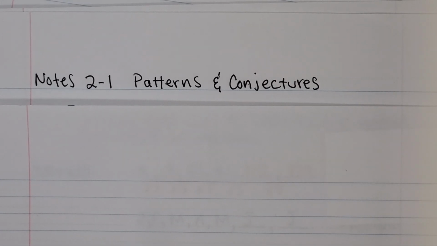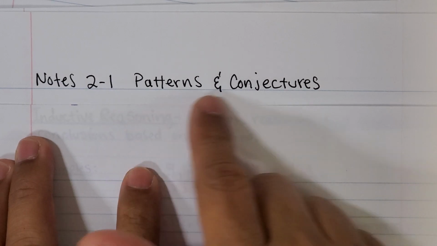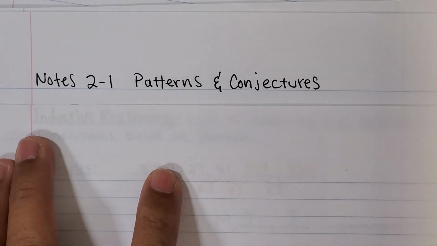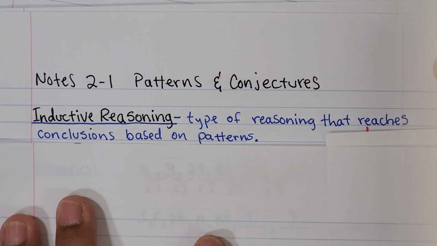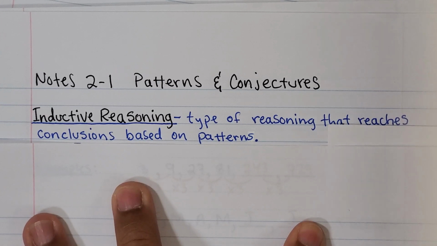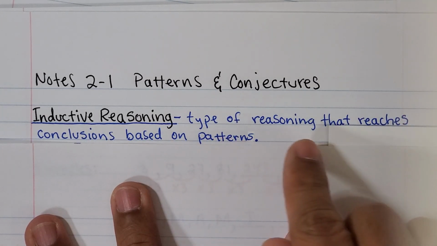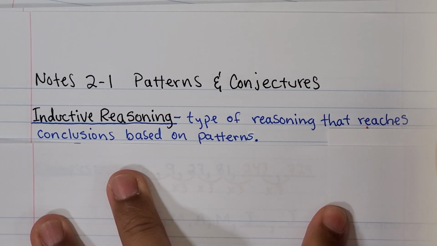Okay, let's get started with today's lesson. Today's lesson is Notes 2-1, Patterns and Conjectures. This is something that all of us use every day. So let me give you the first term here. The first term is inductive reasoning. Inductive reasoning is a type of reasoning that reaches conclusions based on patterns. So you're constantly doing this without even realizing that you're doing it.